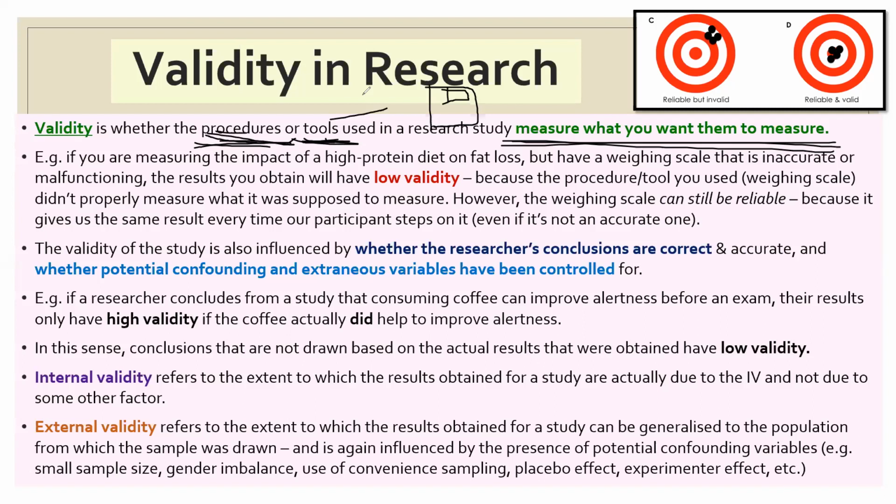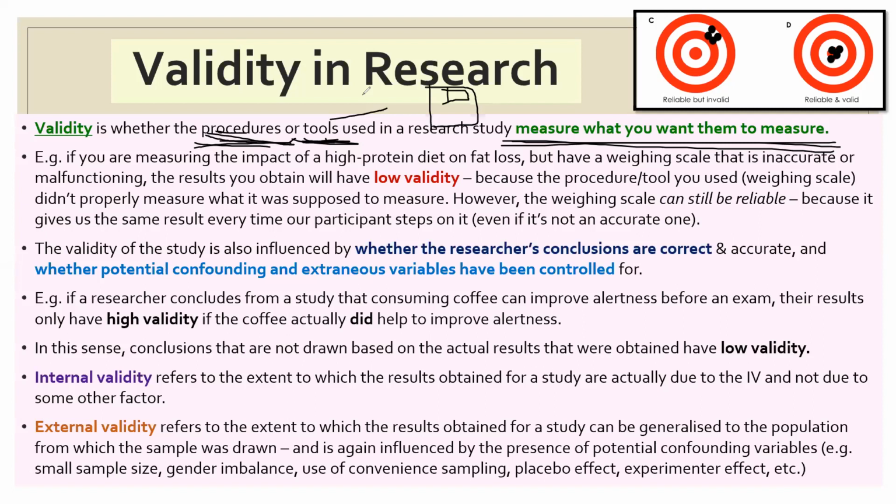The validity of a study is important because it does affect whether a researcher can make a correct and accurate conclusion, okay? And obviously, because of that, the validity of our study is influenced as well by whether the researcher's conclusions are correct to begin with, okay? And the validity of a study can also be influenced by whether we've got too many potential confounding variables.